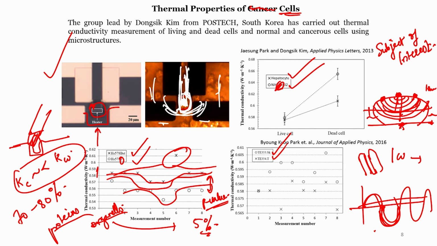So, this is one kind of experiment that they did. The same group actually published another paper in 2016, where they tried to measure with two different types of cells and saw how the thermal conductivities are obtained. Here also they have got it roughly in the range of the thermal conductivity of water.